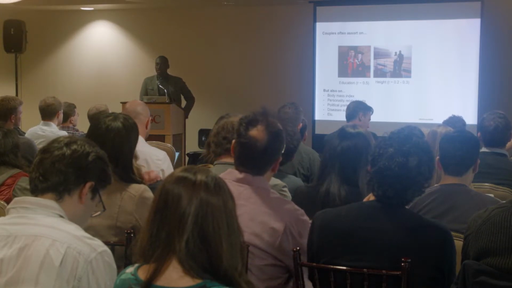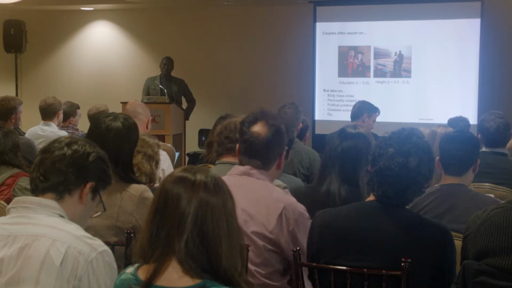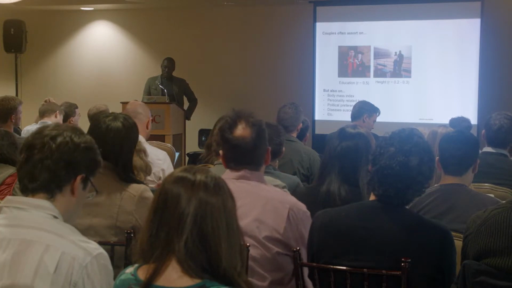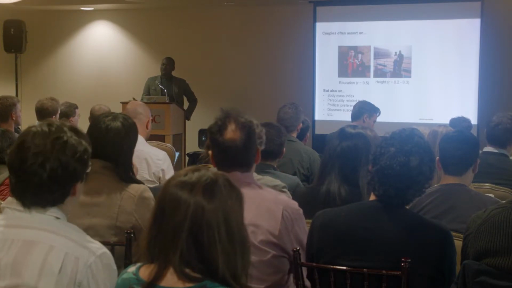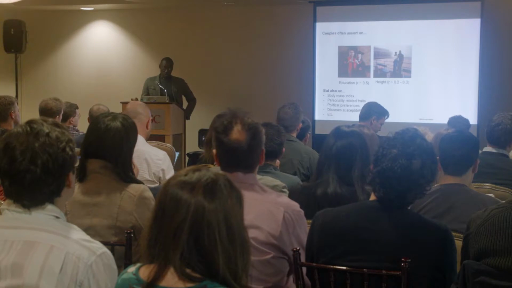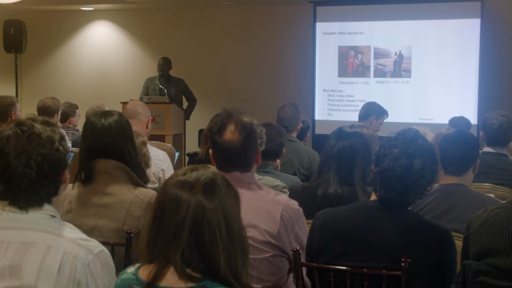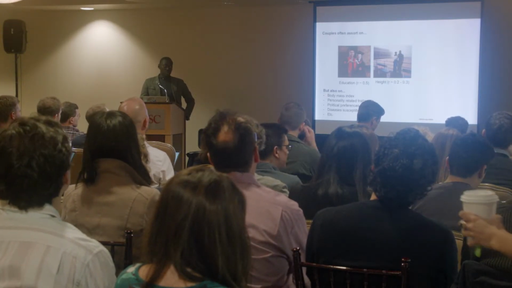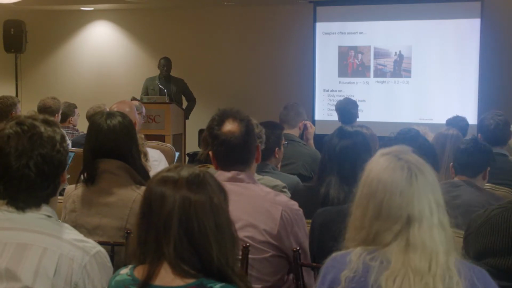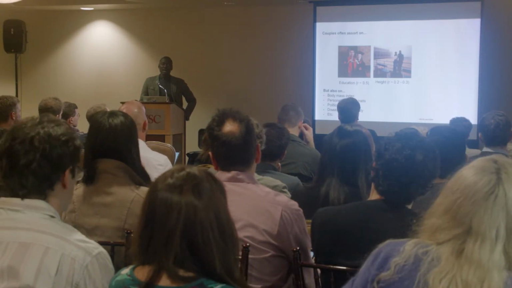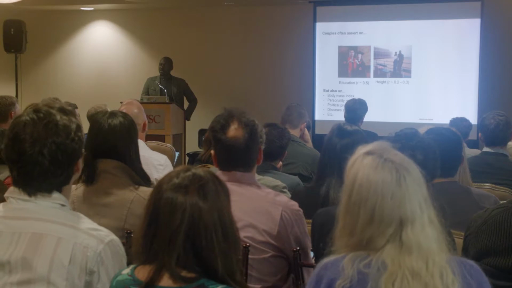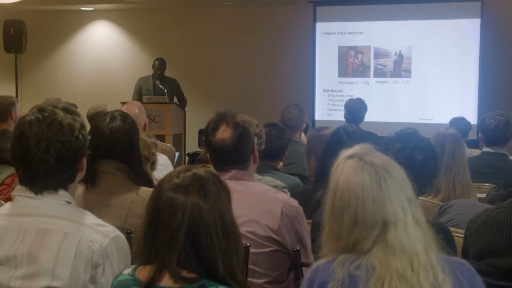But those are not the only traits for which there is similarity between spouses. For example, there is evidence of correlation between partners for body mass index, for personality-related traits, strongly for political preferences, but also importantly for disease susceptibility and in particular for psychiatric disorders.